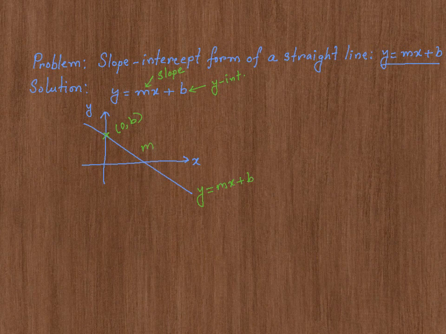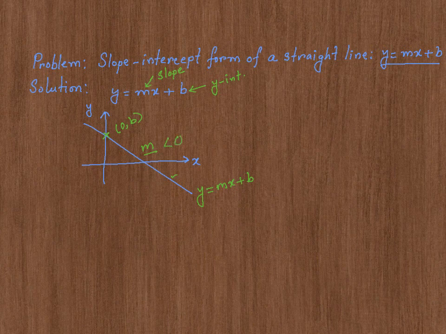Now m could have any value: positive, negative, or 0. So depending on the value of m, the orientation of the line would be accordingly. If m is 0, it's a horizontal line. If m is positive, it's a straight line that's going up as you go from left to right. If m is negative, it's a straight line that goes down as you go from left to right. For this particular straight line, m should be negative. m should be less than 0.